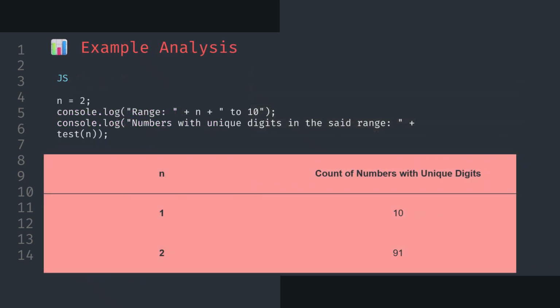With n being 1, all single digit numbers are valid. And with n being 2, we subtract numbers like 11, 22, etc., resulting in 91 valid numbers.